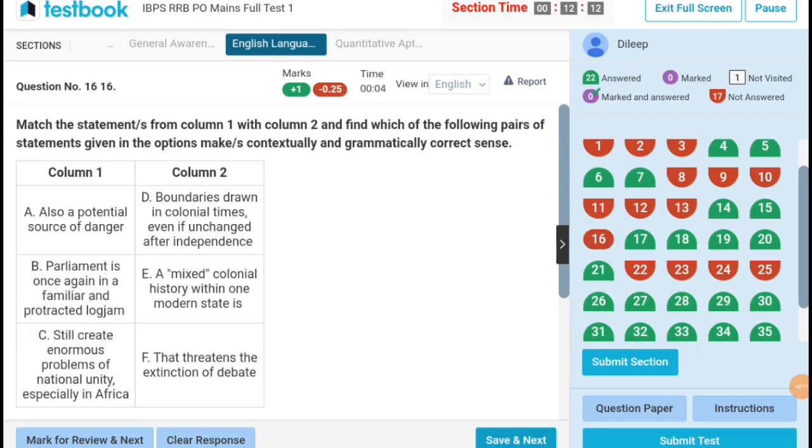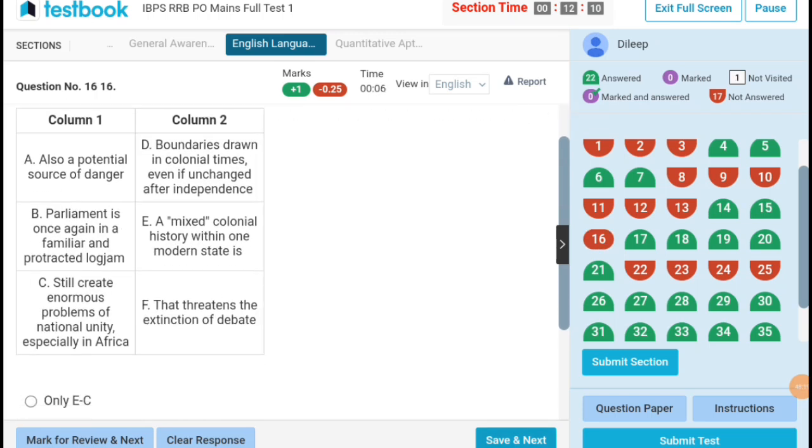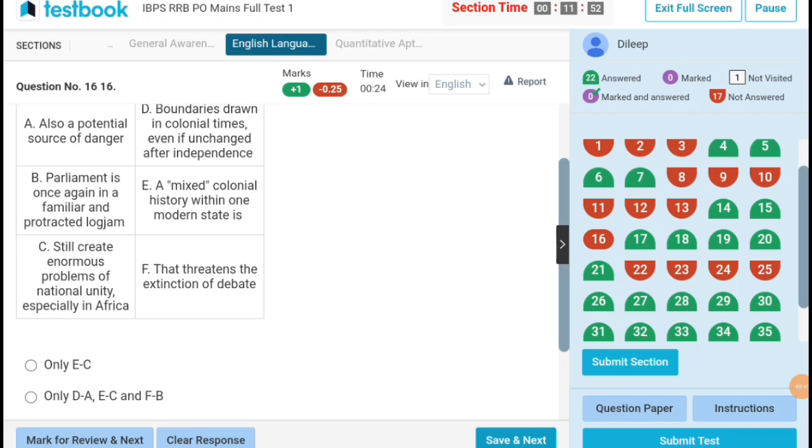Also a potential source of danger. Parliament is once again in a familiar and product still create enormous problems of national unity, especially in Africa.